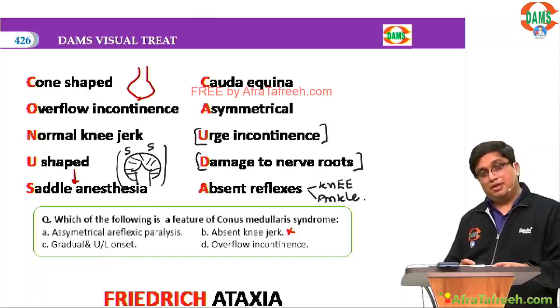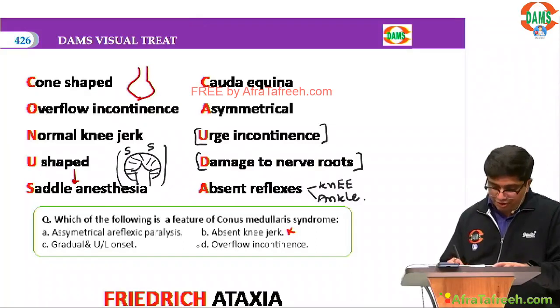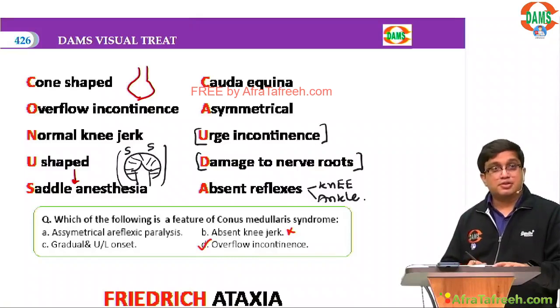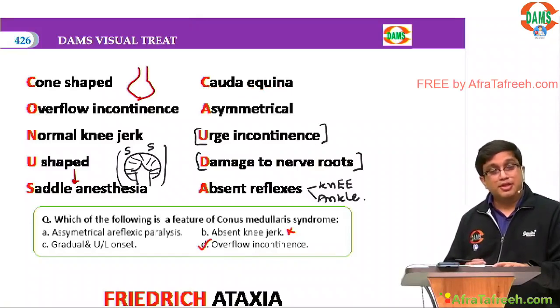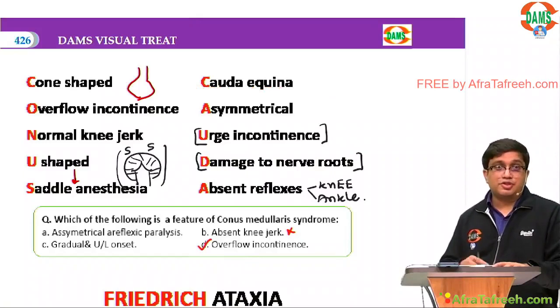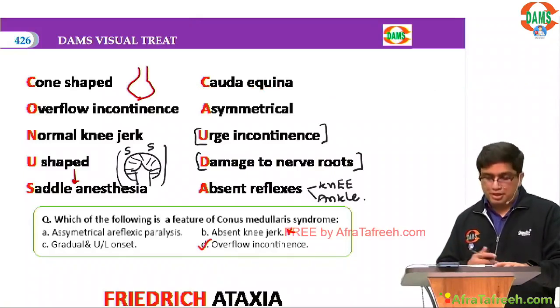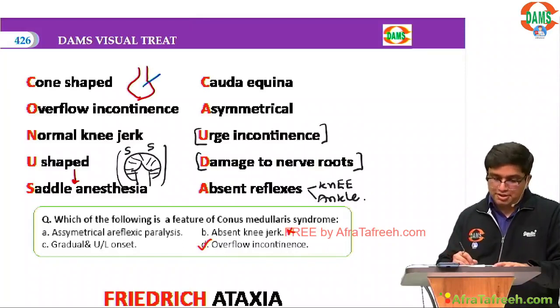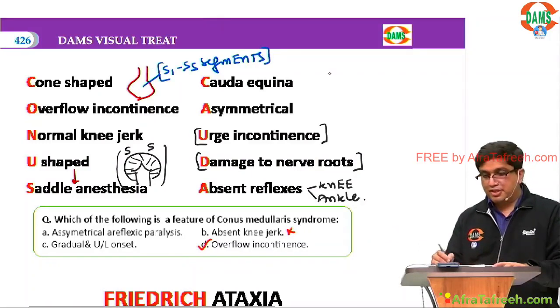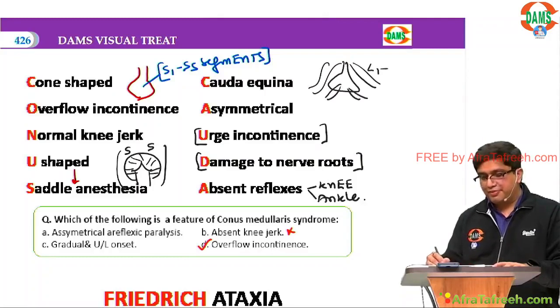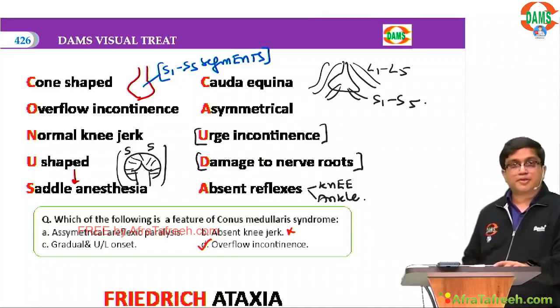In patients of conus, we always find an overflow incontinence, not an urge incontinence. An asymmetrical areflexic paralysis goes with cauda equina more often. Knee jerk is normal in these patients. So the cone-shaped enlargement of the spinal cord at the distal end that contains the sacral segments is involved in conus medullaris, while the nerve roots coming out from there, of L1 to L5 and S1 to S5, are the cauda equina part, right?